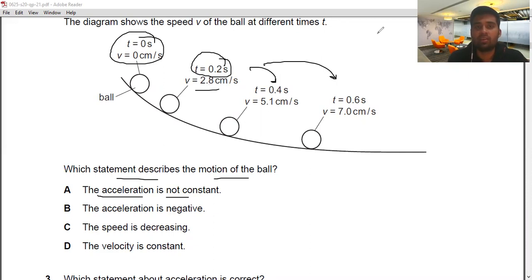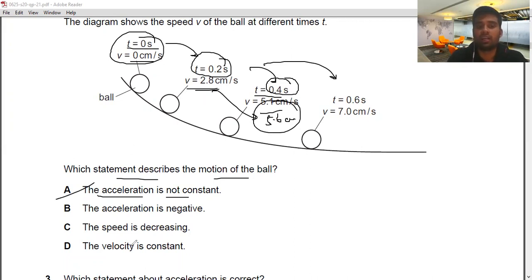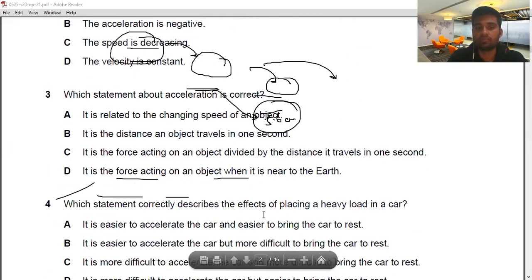Now, let's say at the first instant, when time t was 0, the velocity was 0, to time t is equal to 0.2 seconds, the velocity became 2.8. If it has a constant acceleration, then at time t is equal to 0.4 seconds, the velocity should have been double of this 2.8, that is 5.6 centimeters. Definitely A is the correct answer. Let's go to the next question.